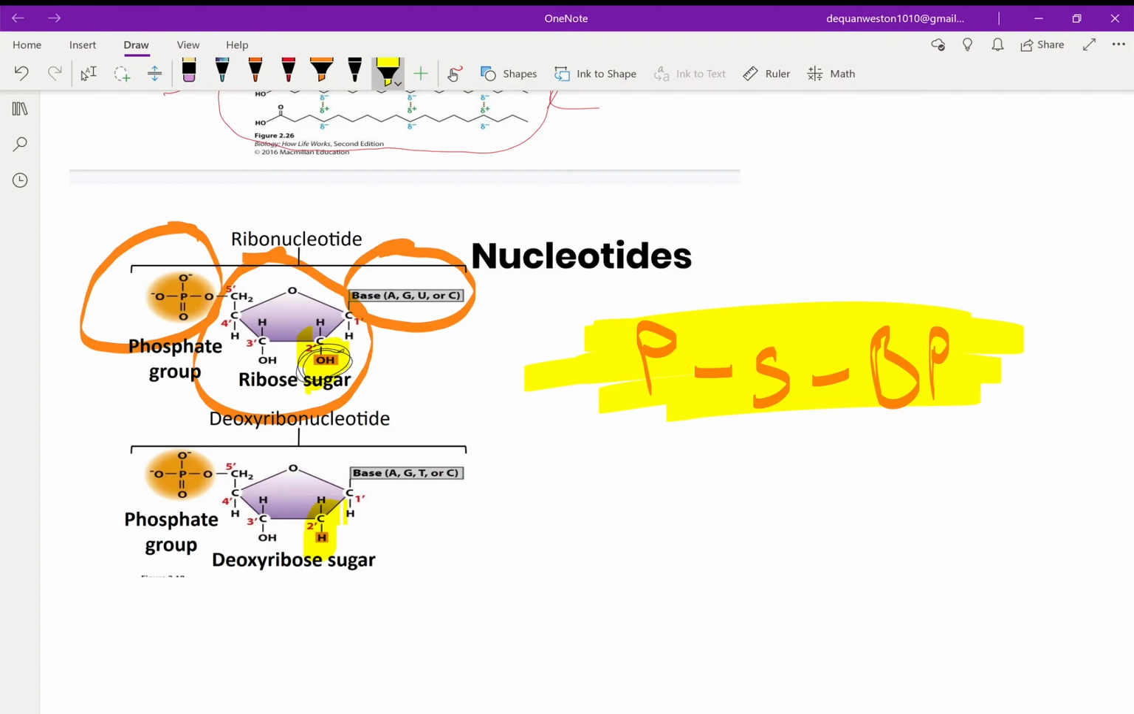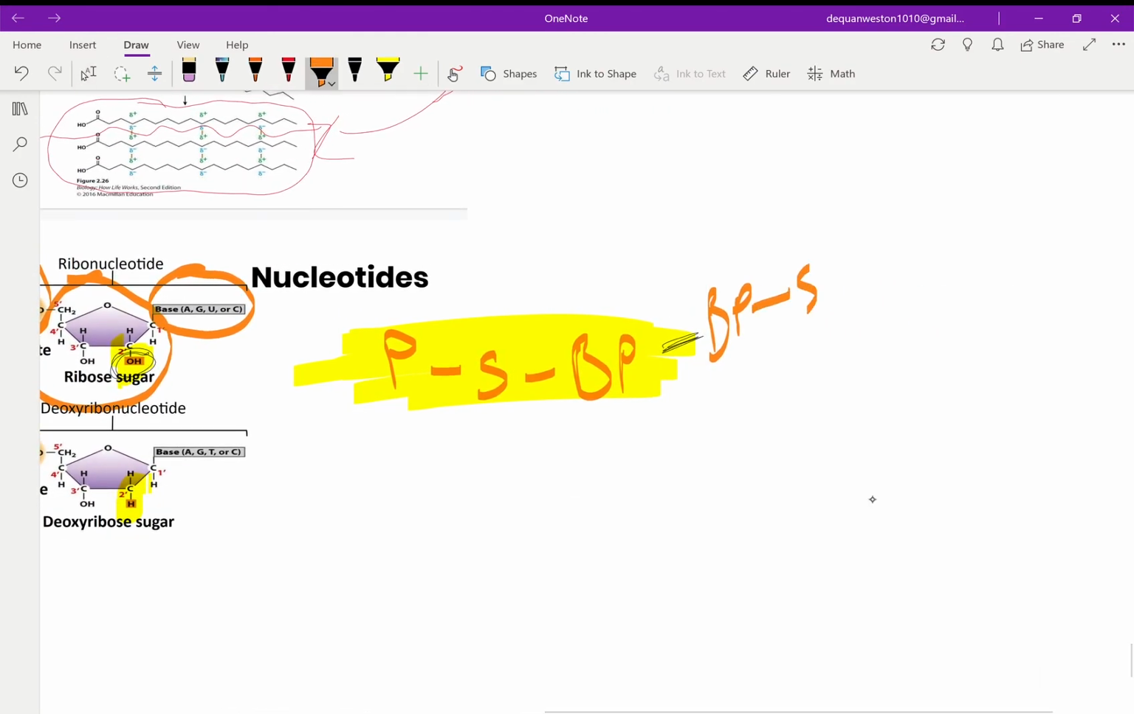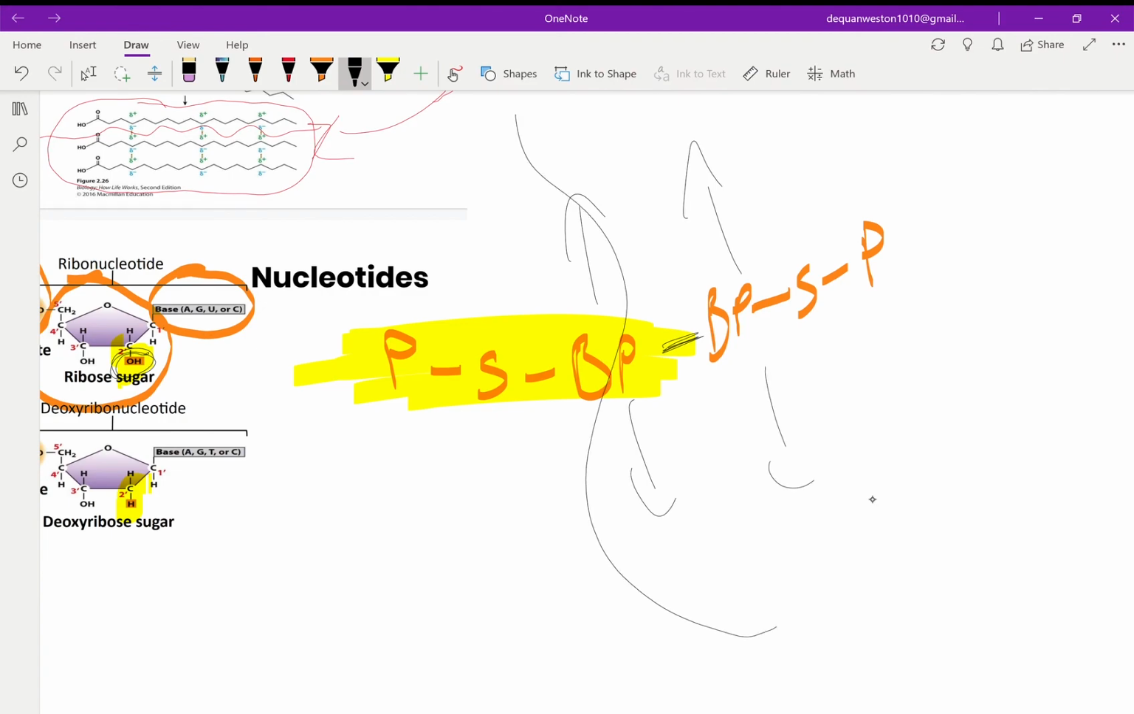So definitely understand how phosphate hooks to the sugar, which hooks to a base pair. These base pairs will hydrogen bond between each other. So then we'd have another base pair, sugar, boom. And this would just keep repeating up, and you'd have your long DNA strand going up and up and up.